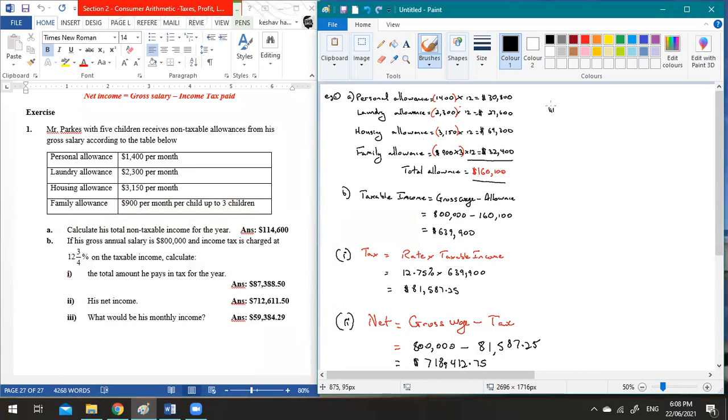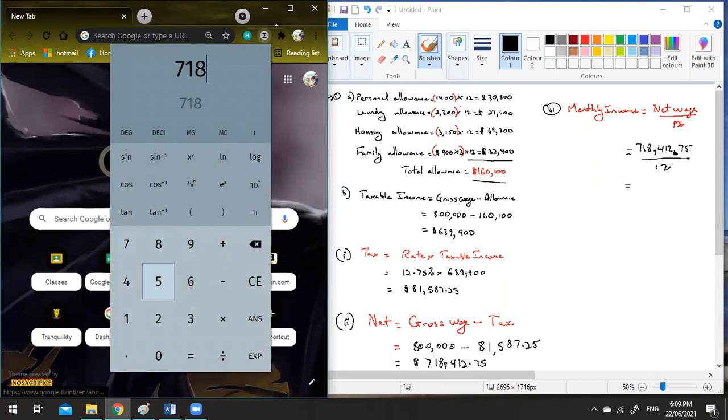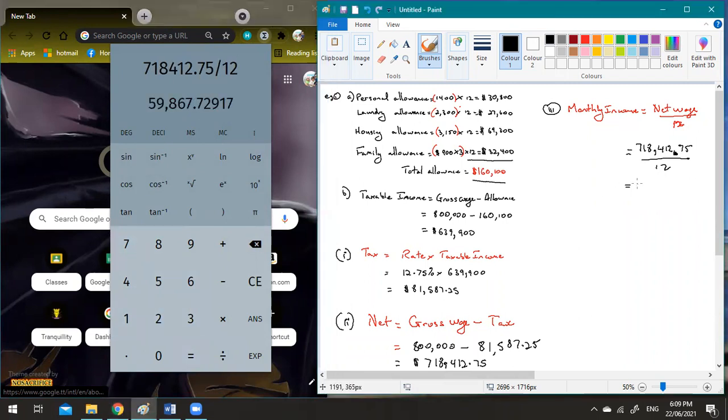Now the last part where they ask us what will be his monthly income, you would divide the net wage by 12. Why? Because this was a yearly thing, right? So you divide by 12 months. 718,412.75 divided by 12. So his monthly income is $59,867.73. We had to round it off.